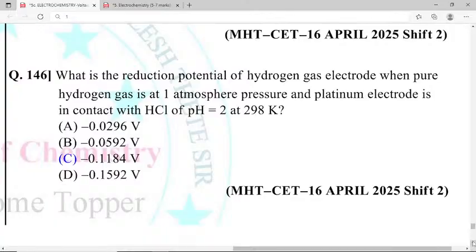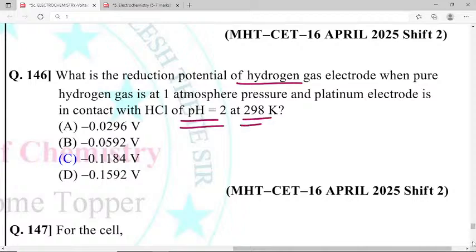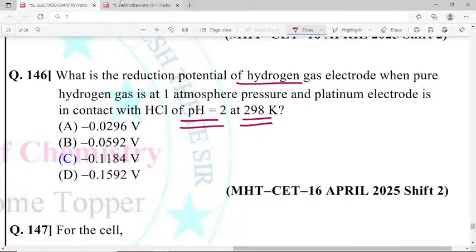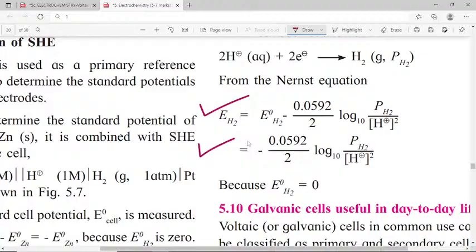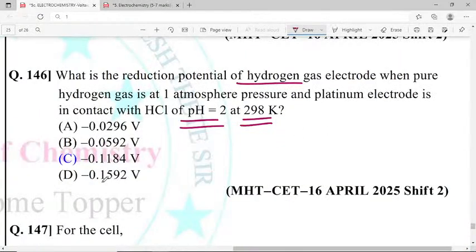What is the reduction potential of hydrogen? Hydrogen value, SHE, same question, at 298 K. This is the actual question, and it is repeated, so I should mark it. Use this formula, the Nernst equation, for hydrogen. The question is repeated.